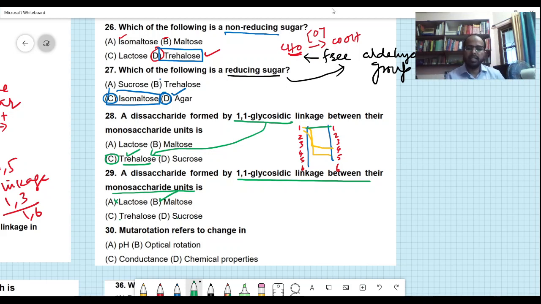But let's have an idea. A 1,1-glycosidic linkage between their monosaccharide units is maltose. Just write it here. Question 29. Yes, it is B. Let me ponder on this.